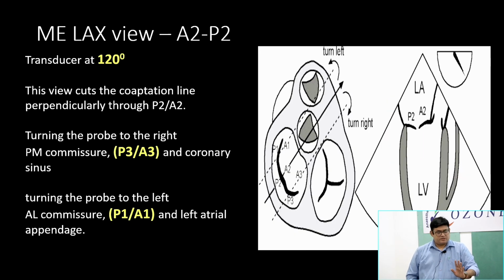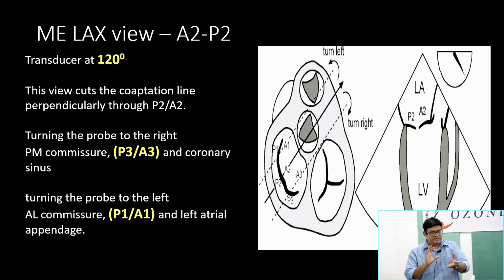The next view is your mid-esophageal long axis view. Here the transducer is at 120 degrees. In this view, the coaptation line is cut perpendicularly. So this is a very good view for all your mitral regurgitation measurements. And turning the probe to the right, you will see more of your posterior commissure and the coronary sinus and the P3 and A3 segments, whereas turning the probe to the left will show your anterolateral commissure P1, A1 and the left atrial appendage.